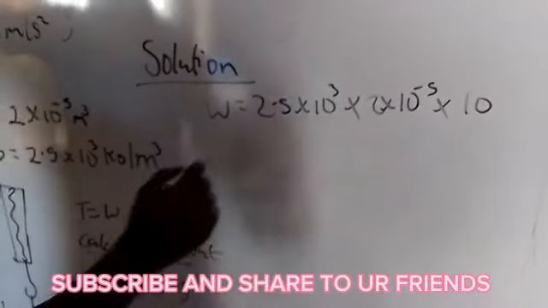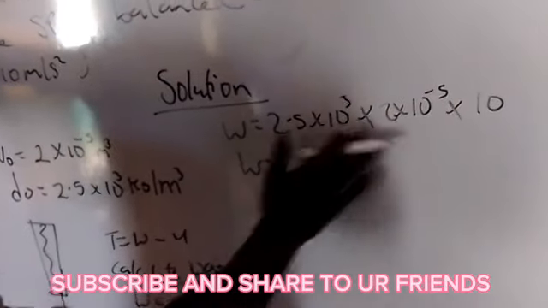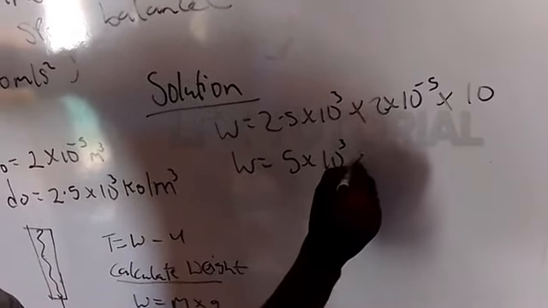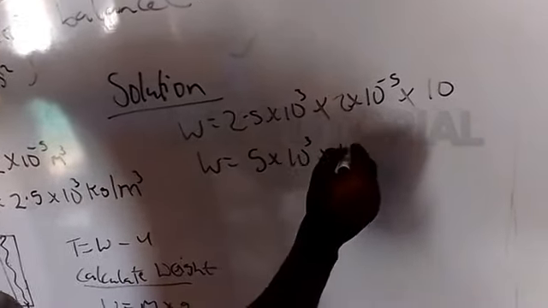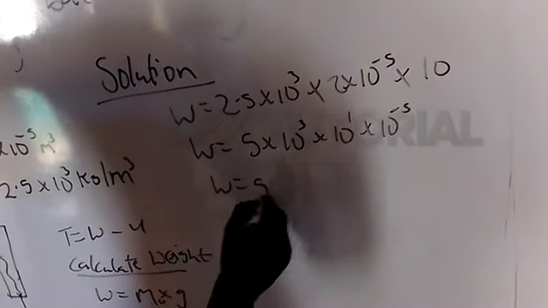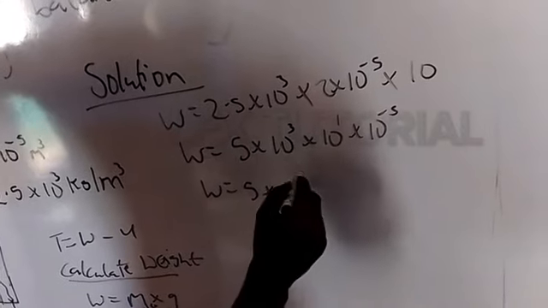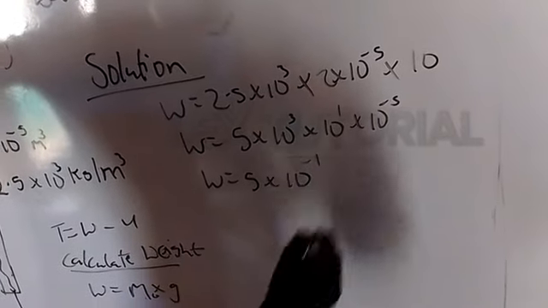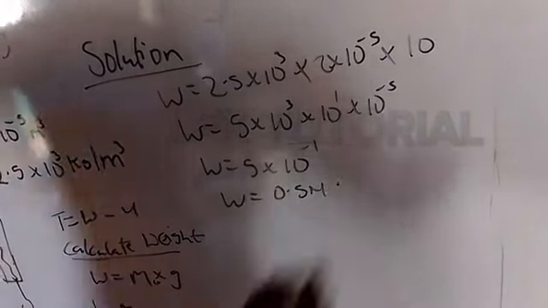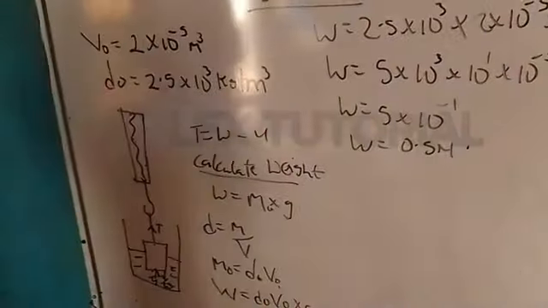So our answer becomes: weight of the object is equal to 2.5 multiplied by 2, that gives 5, times 10 raised to power 3, multiplied by 10 raised to power 1, multiplied by 10 raised to power minus 5. So my weight is equal to 5 times 10 raised to power 3 plus 1, 4, 4 minus 5, that's 10 raised to power minus 1. So that means my weight is equal to 0.5 Newton. This is the weight of the object, 0.5 Newton.